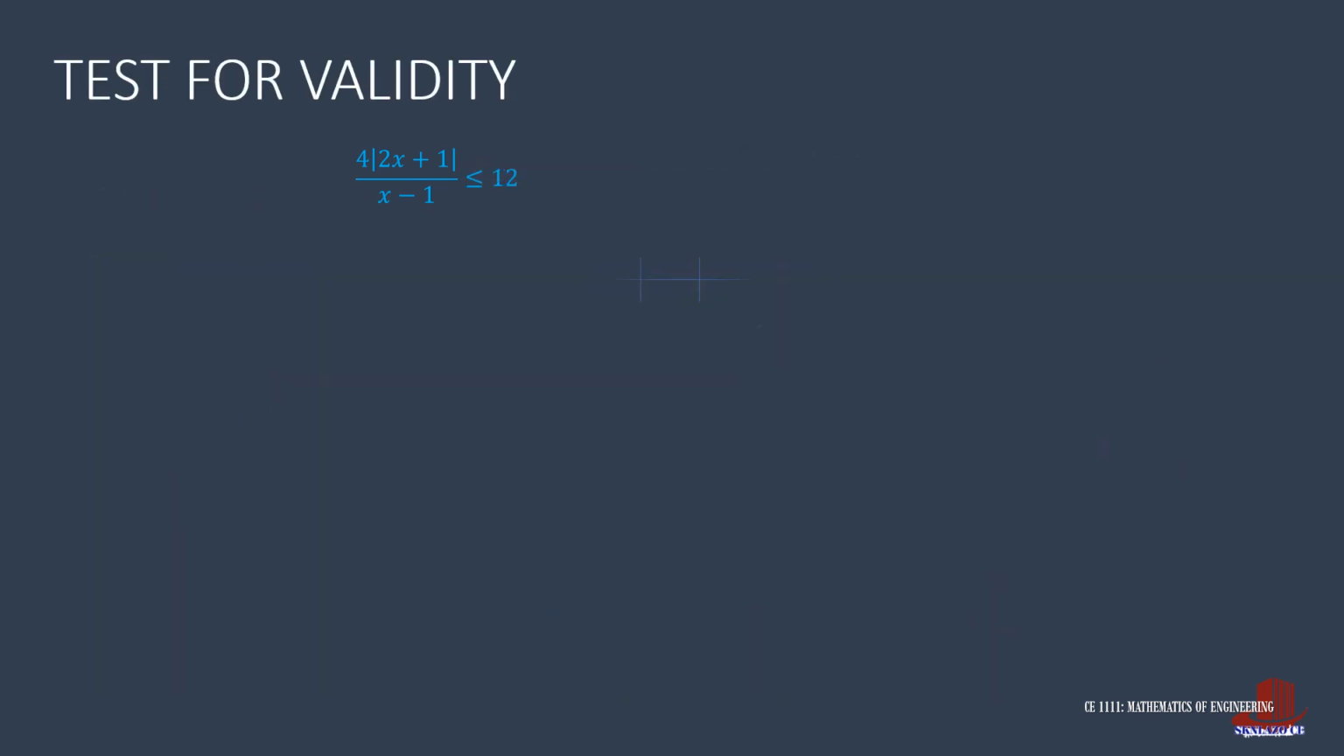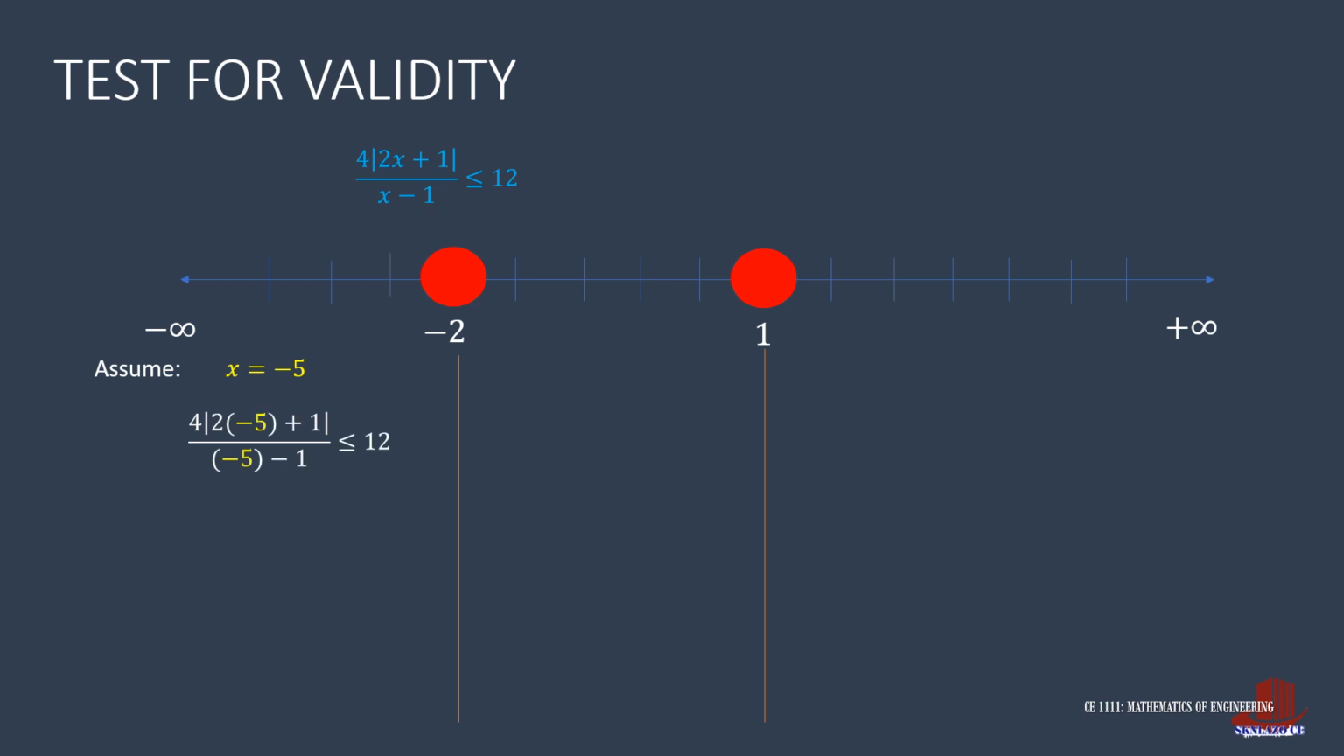Having reached the number line and identifying the markers, we can proceed with the test. From the leftmost part, which is the range from negative infinity to negative 2, we assume x as negative 5. The inequation then is 4 times the absolute value of 2 times negative 5 plus 1 all over negative 5 minus 1. Simplify and have 4 times the absolute value of negative 10 plus 1, which is then taken as 4 times the absolute value of negative 9 as compared to 12.